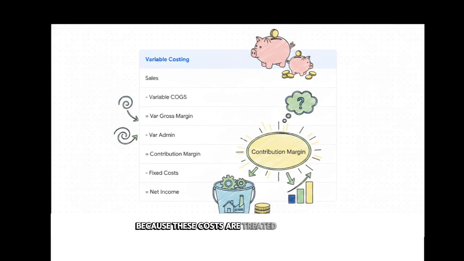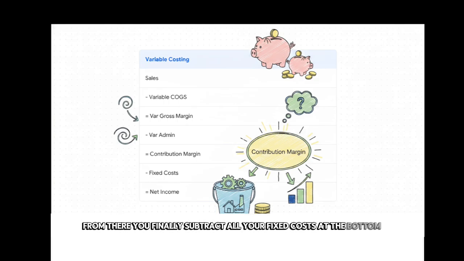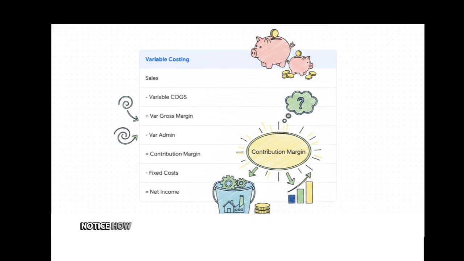Because these costs are treated differently, the income statements have to look different too. Let's break down the contribution margin income statement. This layout is exclusively used for variable costing. You start with sales, subtract variable cost of goods sold to get your variable gross margin. Then, subtract variable admin to land at your contribution margin. That specific term is super important here. From there, you finally subtract all your fixed costs at the bottom to reach net income. Notice how fixed manufacturing overhead is just dumped down there in the fixed cost bucket, completely detached from the product?